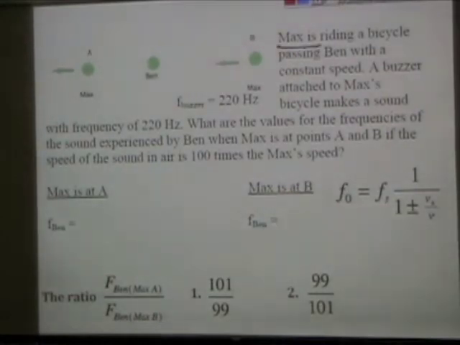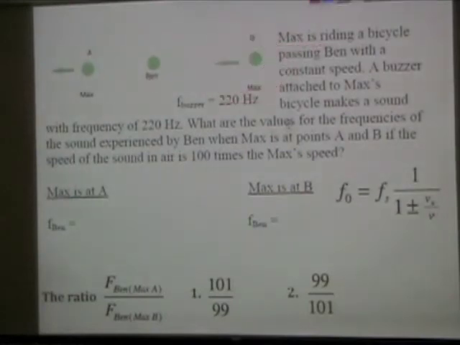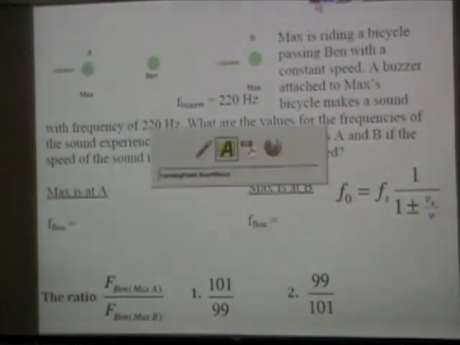So Max now has a buzzer attached to it. So sound waves travel away from the moving Max. And Ben now is a resting observer. So we should choose the right one. I'm going to ask this question anyway. Let's see.